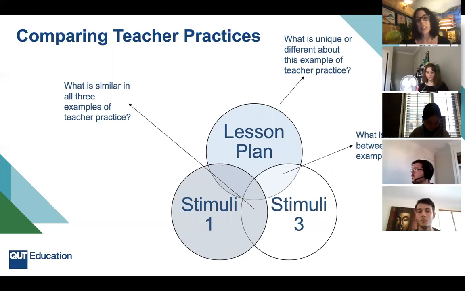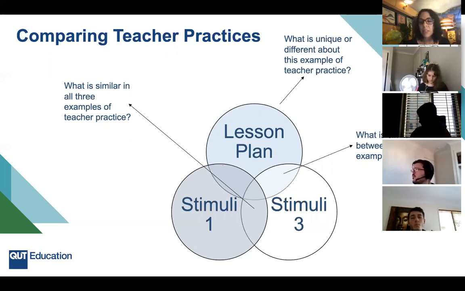So the aim of this task is to compare and contrast the three different stimuli and the teacher practices that you noticed in each. So I guess we're looking at the similarities and differences with the lesson plan and the actual teaching that we noticed. Does everyone understand what we have to do?